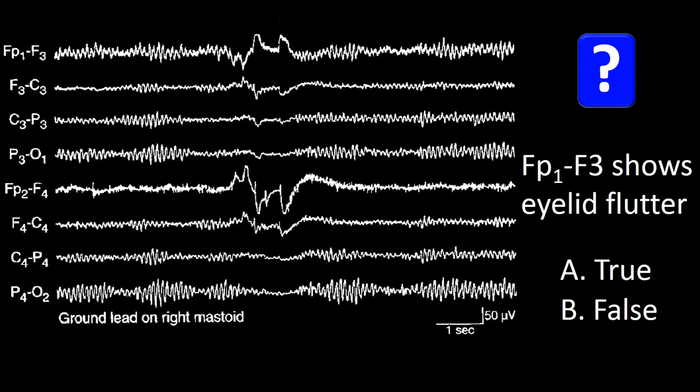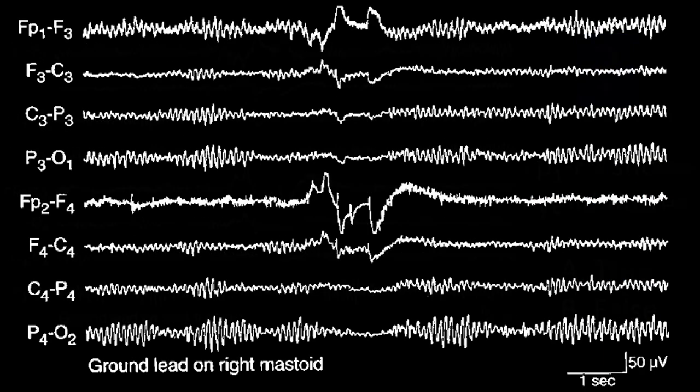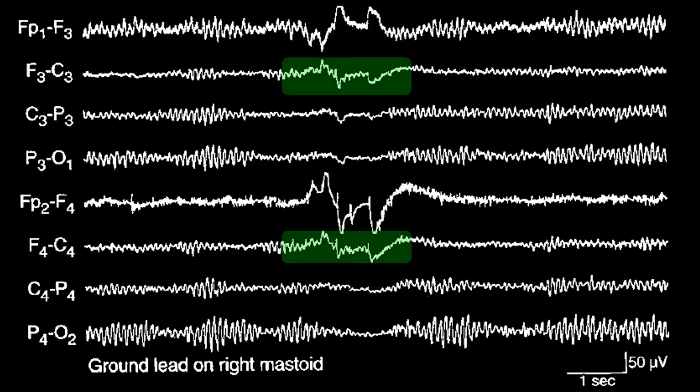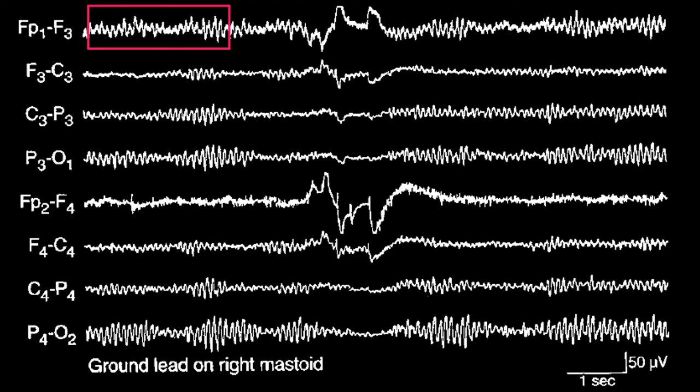Please look at this frame and choose the best answer. This epoch has a very important detail. The ground was placed in the right mastoid. Also notice that the eye movement on the left is in the opposite direction to the eye movement on the right, but that the eye artifact at the F3 C3 derivations and F4 C4 derivations are in the same direction. Also notice that the FP1 F3 derivation shows alpha activity, but the FP2 F4 derivation shows beta activity.